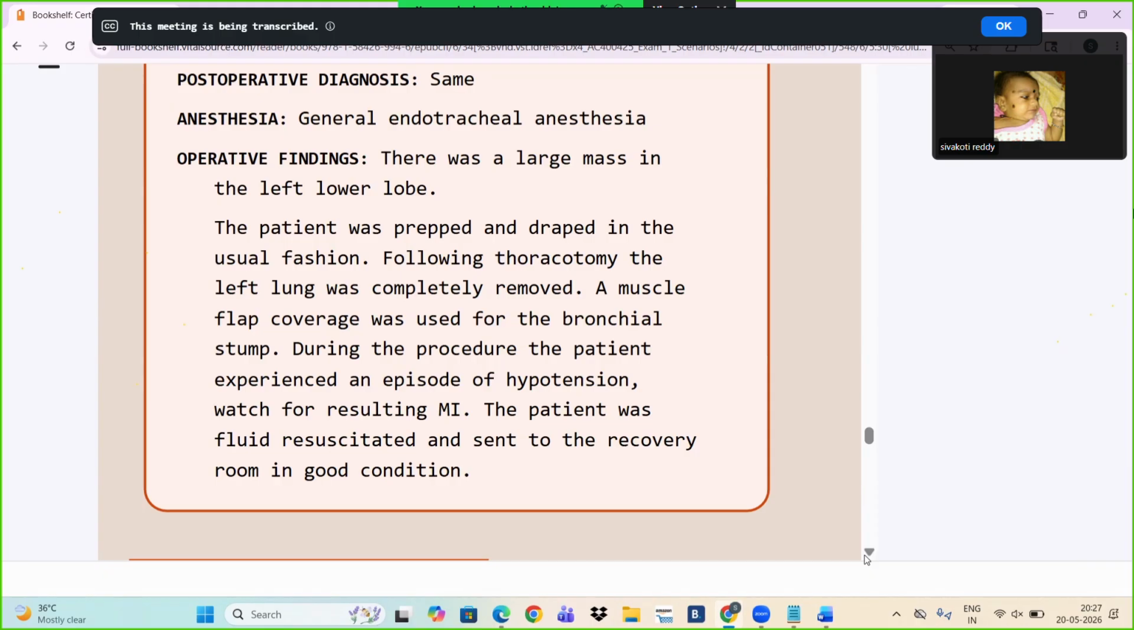Like this, you will get an operative note in the exam. Now you need to identify the root operation for the particular procedure and the body part where they did the procedure. What is the root operation? Tell me here. Resection. Under resection, lung. Correct. Left lung. We need to identify lung, left. Correct. Yes.